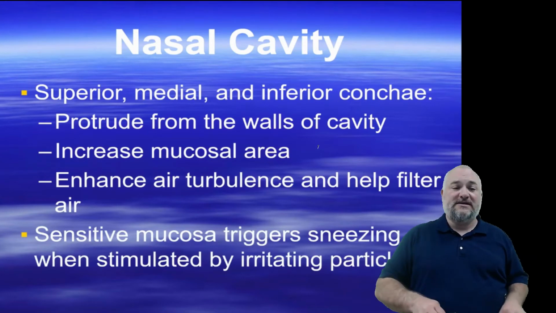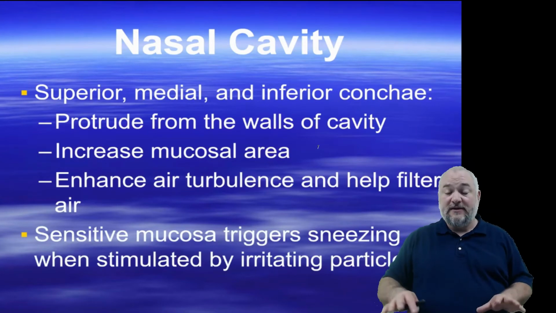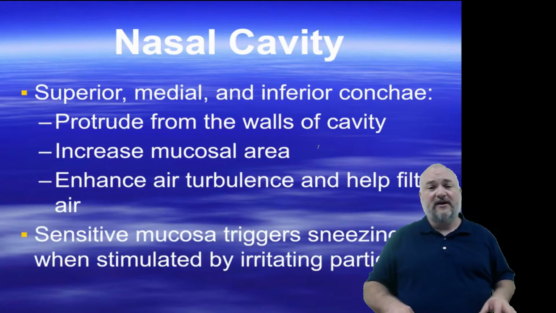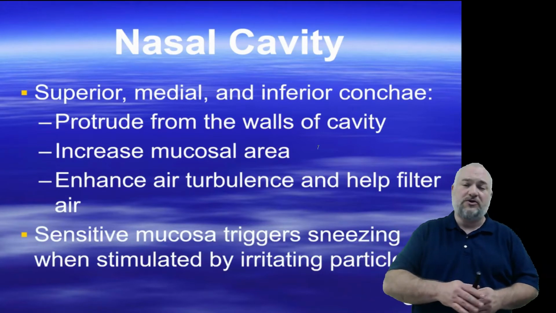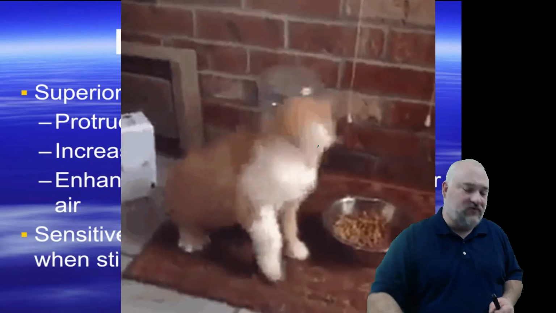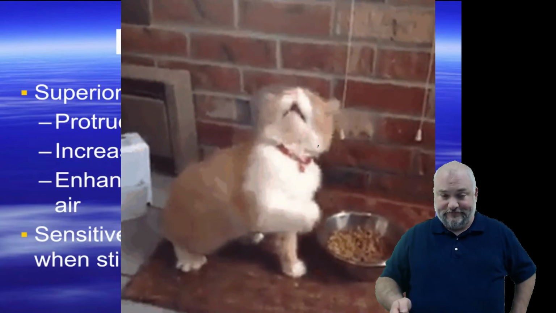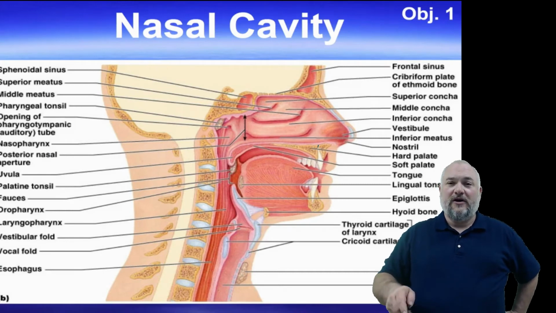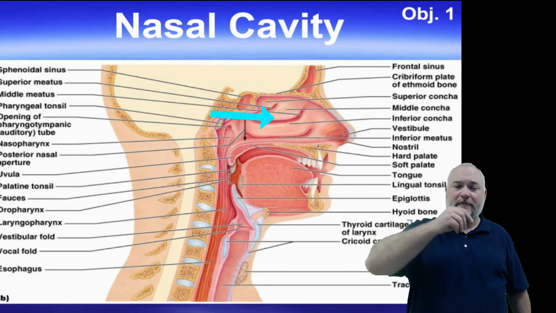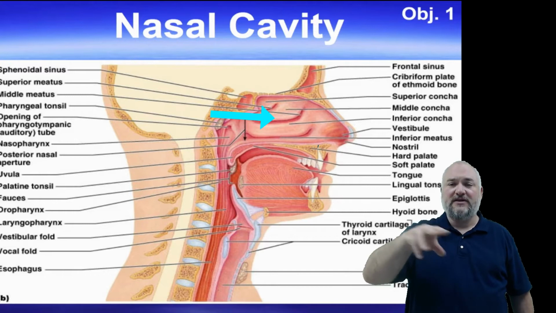Now, we do have some sensitive mucosa in there that triggers sneezing. If we have irritating particles in there, you get that sneeze reflex, which will cause you to forcefully expel that stuff that's getting into your airway because you don't want it in your lungs. So here we can see the nasal conchae right there, creating that turbulence and increased surface area.